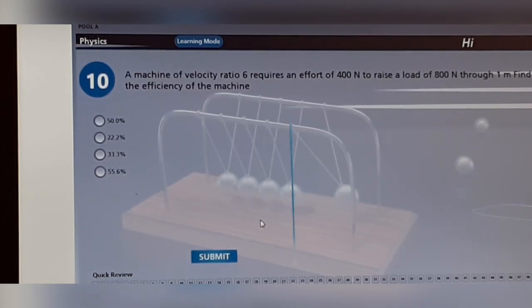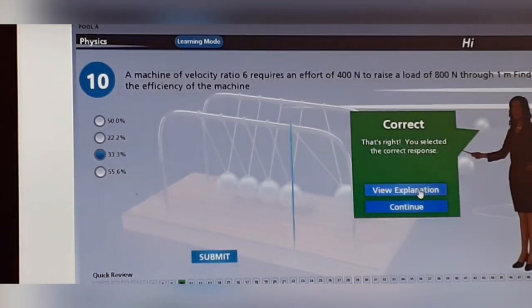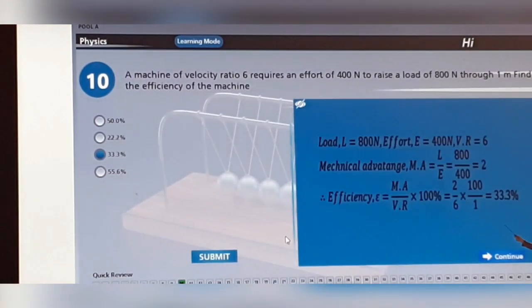A machine of velocity ratio 6 requires an effort of 400 Newton to raise a load of 800 Newton through 1 meter. Find the efficiency of the machine. Now, if we solve this question, our answer is going to give us 33.3%. To get the efficiency of the machine, we need to use this formula, mechanical advantage over velocity ratio. But in the question, the mechanical advantage was not given.